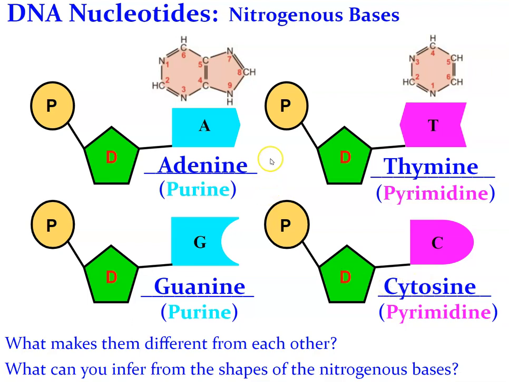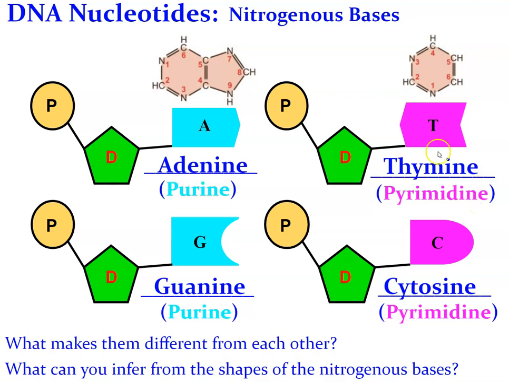And we also see on this diagram that there are 2 classifications for these nitrogenous bases. There are nitrogenous bases that are made up of 2 rings, and that would be adenine and guanine, and those are the ones we call purines. Purines are the nitrogenous bases that have 2 rings, and then thymine and cytosine are nitrogenous bases that are only made up of 1 ring, and those are known as pyrimidines.